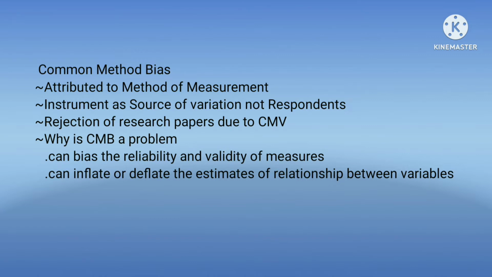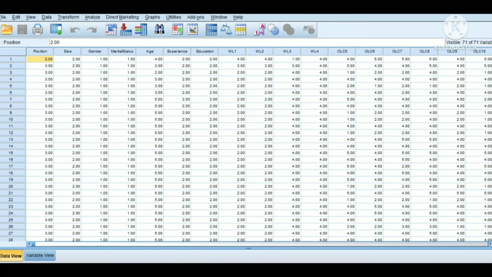Harman's single factor score is mostly utilized to check the variance in data caused by common method bias. So this is the SPSS sheet in which Harman's single factor score test will be run to measure the extent of common method bias in the data.